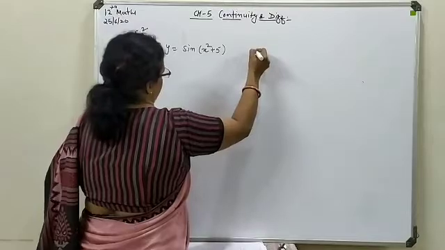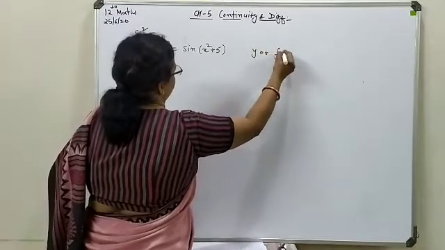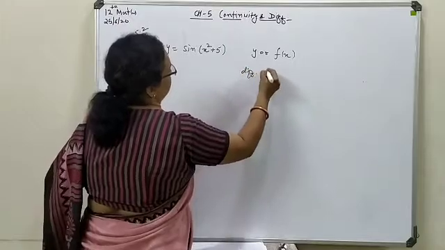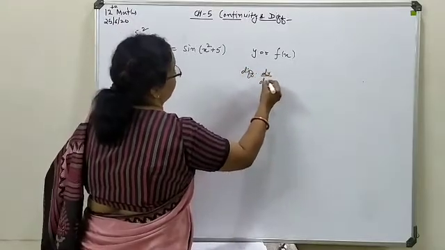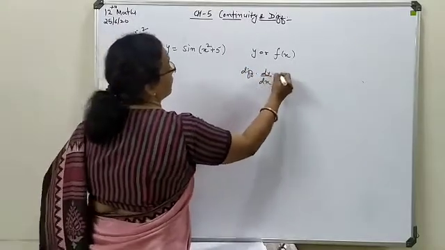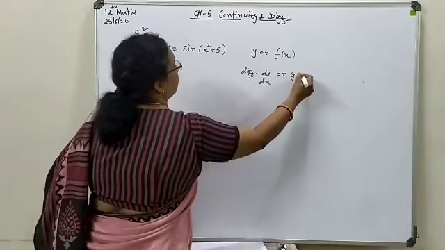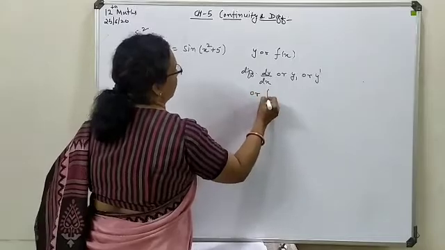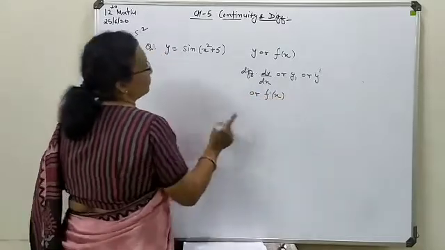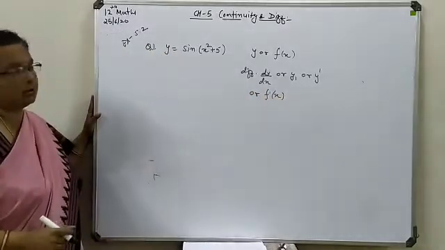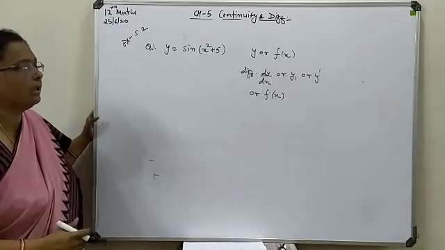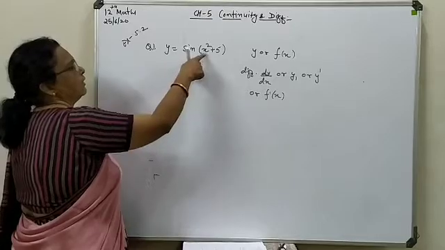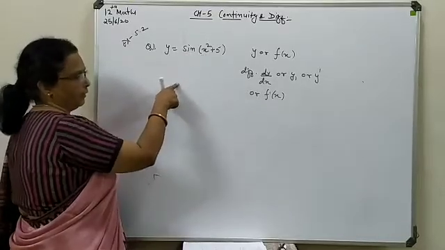A function may be expressed as y or f(x) form. Its derivative you can write as either dy by dx, if with respect to x you are going to differentiate, or y1, or y dash, or f dash x for a single derivative. So any of these symbols you can use for writing the differentiation. Now here we will write the differentiation with respect to x.